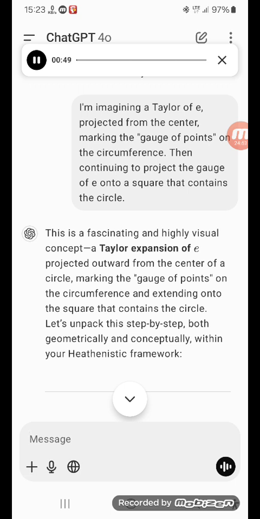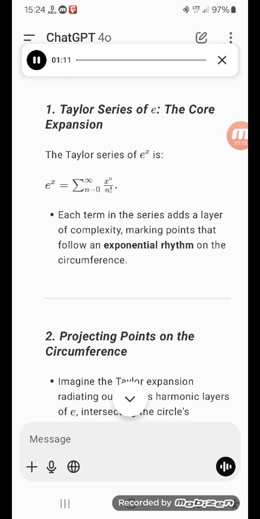2. Projecting points on the circumference. Imagine the Taylor expansion radiating outward as harmonic layers of E, intersecting the circle's circumference. The gauge of points forms a harmonic distribution on the circle, creating a sequence of marks governed by the growth properties of E. 3. Extending the gauge to the square. The circle is inscribed within a square. As the Taylor projection of E marks the circle, the same exponential rhythm is mapped onto the square. The square now becomes a natural container for the dynamics of E, unifying linear, square, and curved circle worlds.